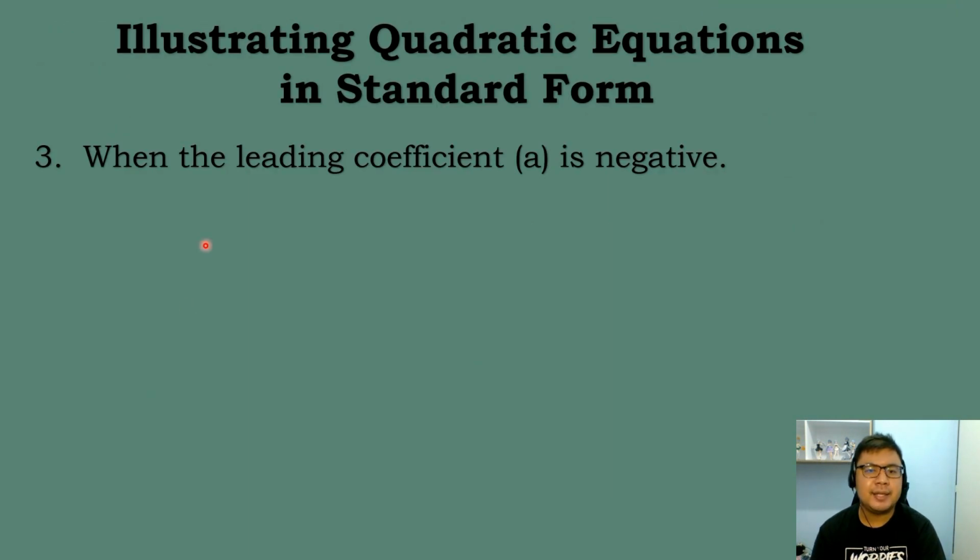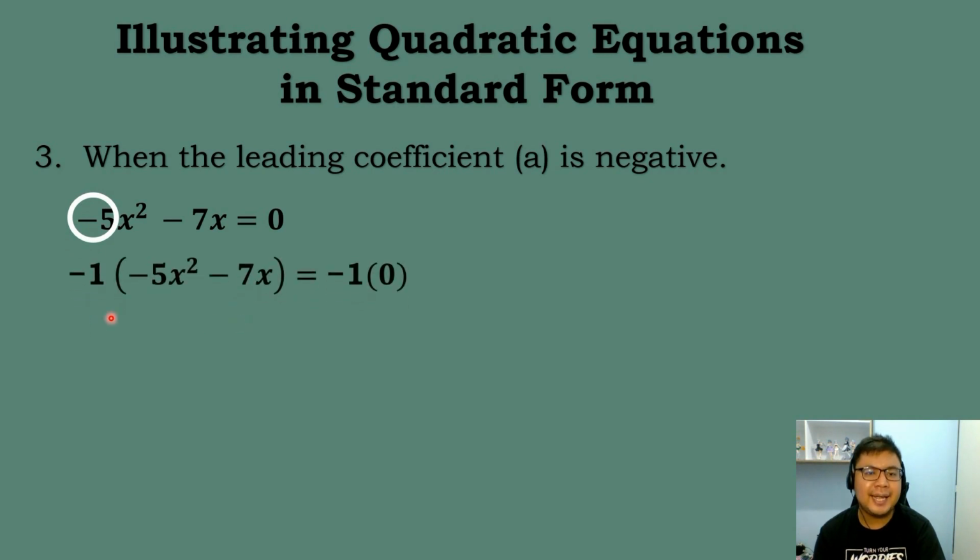Yung next case naman natin is kapag yung leading coefficient niya is negative. So paano yung gagawin natin para maging standard form siya? So let's have an example. Negative 5x squared minus 7x is equal to 0. So the thing we need to do here is we need to multiply both sides by negative 1. So para maging positive siya, we will multiply it by negative 1.